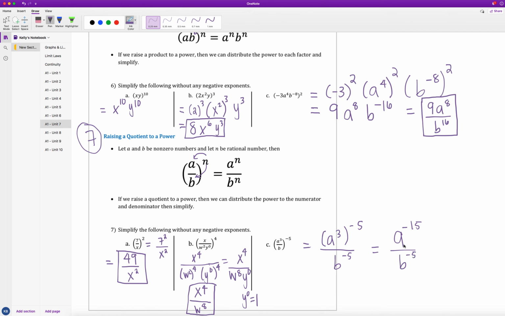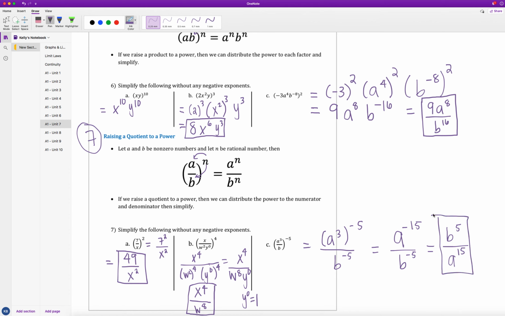Now remember, anytime I have a negative exponent, if I flip which part of the fraction it's in, it's going to become a positive exponent. So I'll have to flip-flop both of these since they're both negative exponents, and I'll have b to the positive 5 in the numerator and a to the positive 15 in the denominator. And that will be our final answer then.